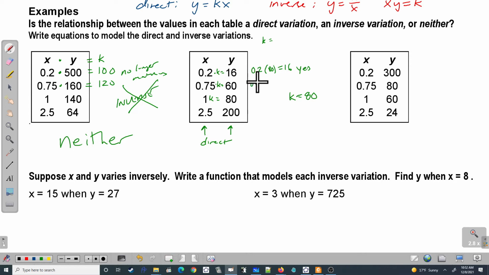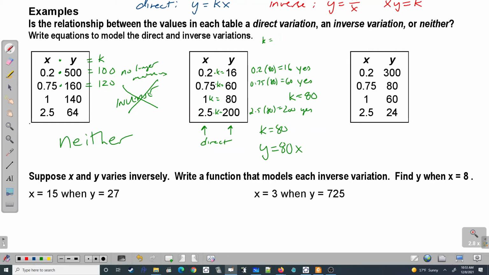Does 0.75 times 80 equal 60? The answer is yes, it does. How about 2.5 times 80 equals 200? And the answer is yes. The constant is 80 all the way through the process, and I could say that this is a direct variation. In fact, I could even write the equation: y equals, I'm always taking my value of x and multiplying it by 80, and that's how I get my y.